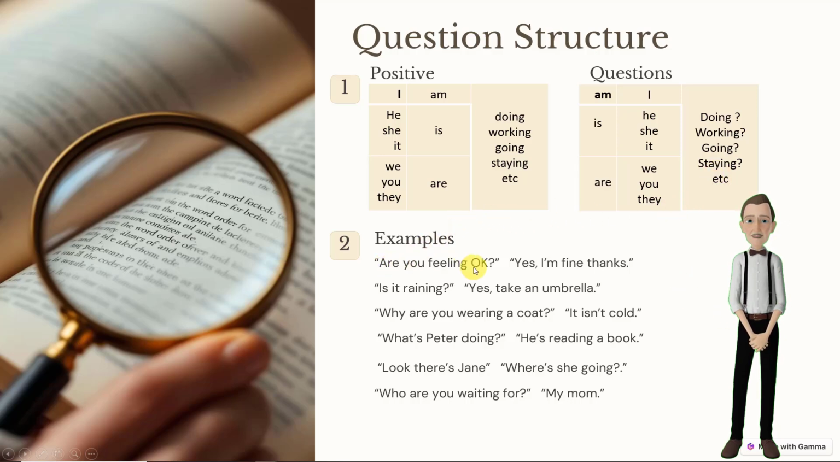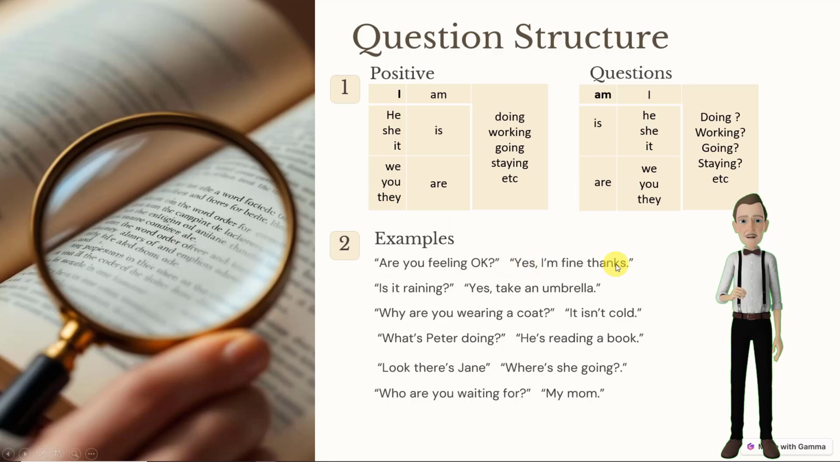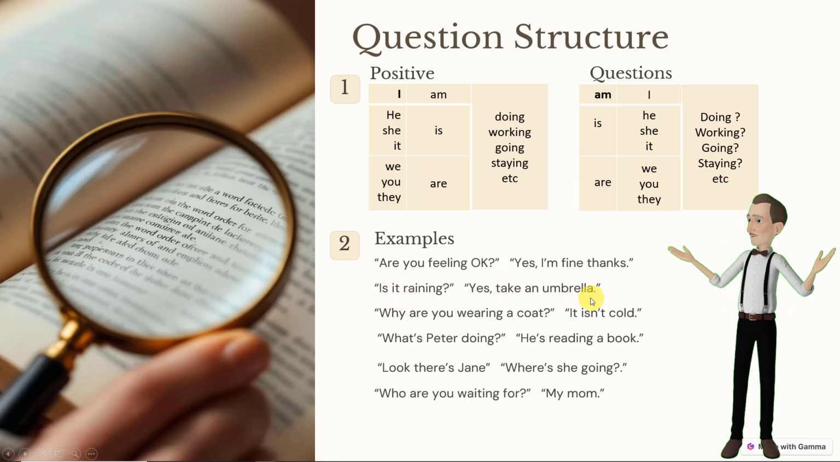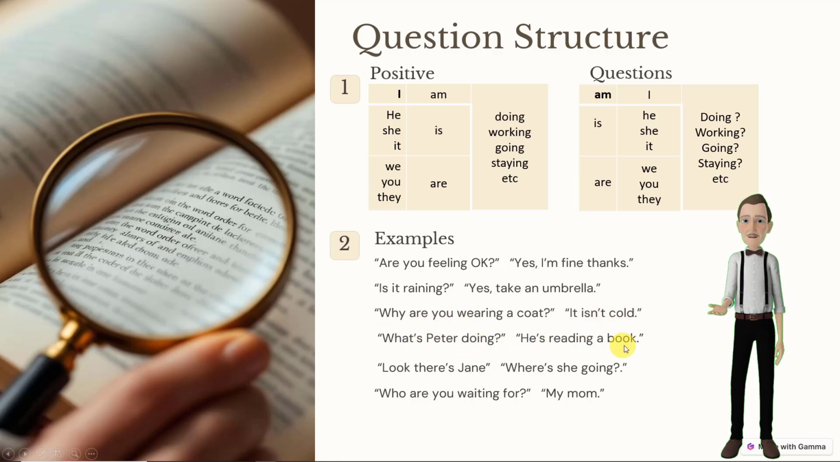Are you feeling okay? Yes, I'm fine, thanks. That's a very polite way. You can't just say yes, it's not wrong, but it's not polite. This is very polite, saying it that way over there. Is it raining? Yes, take an umbrella. Why are you wearing a coat? It isn't cold. What's Peter doing? He's reading a book. Look, there's Jane. Where's she going? Who are you waiting for? My mom. Or you can say, I'm waiting for my mom, which would be more polite. Or you could just say, my mom. Whichever.